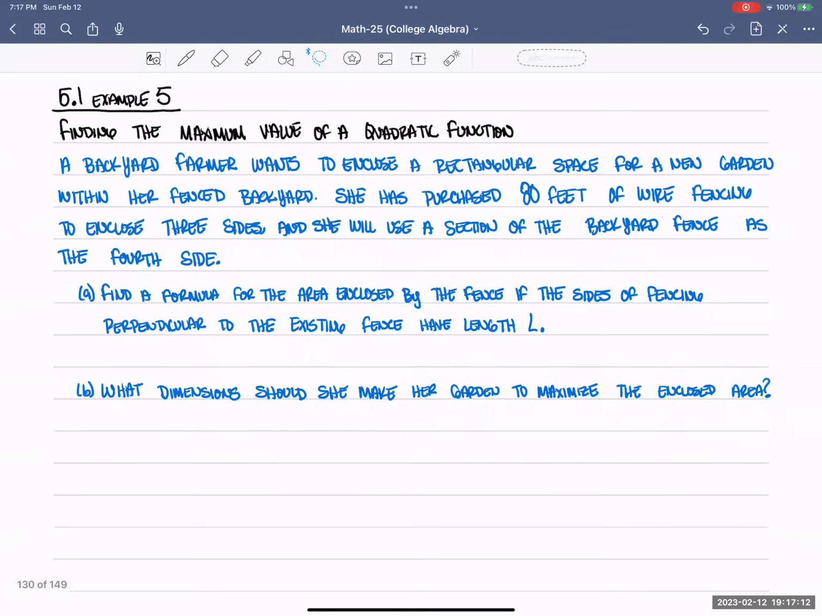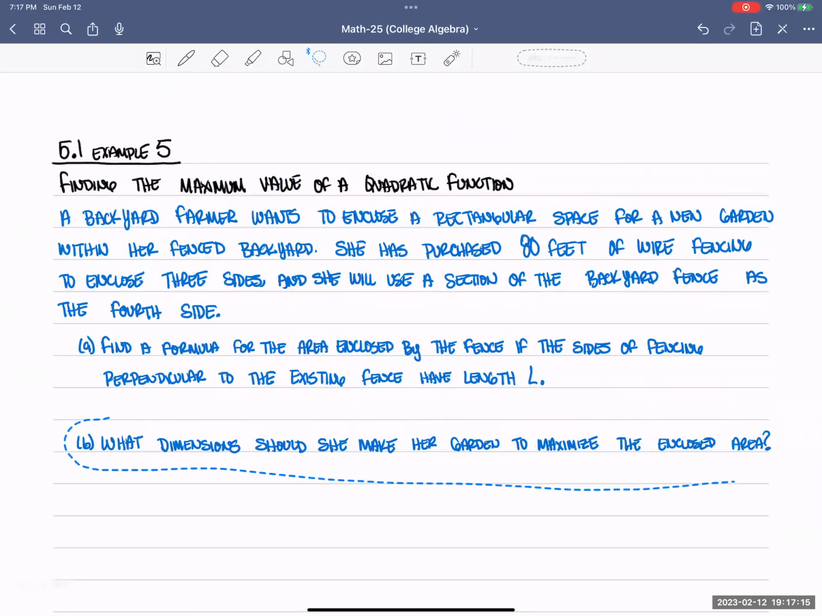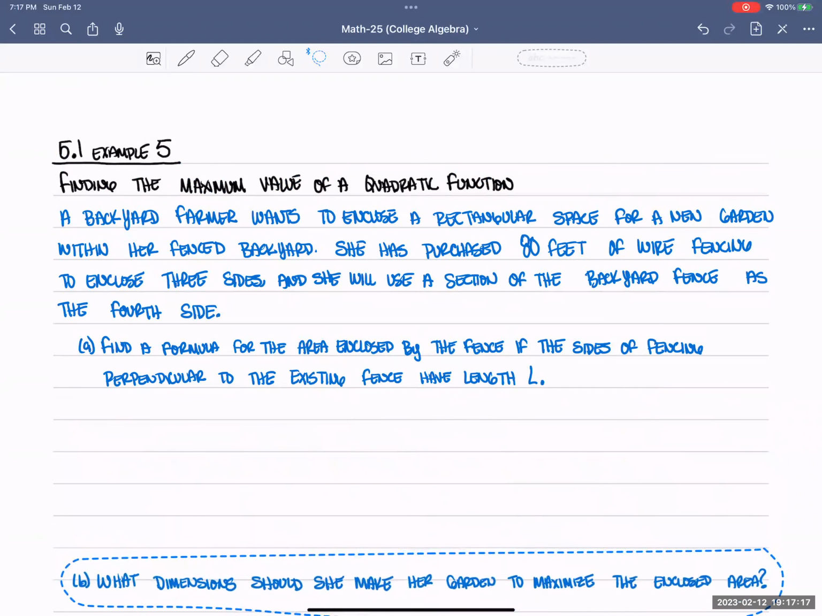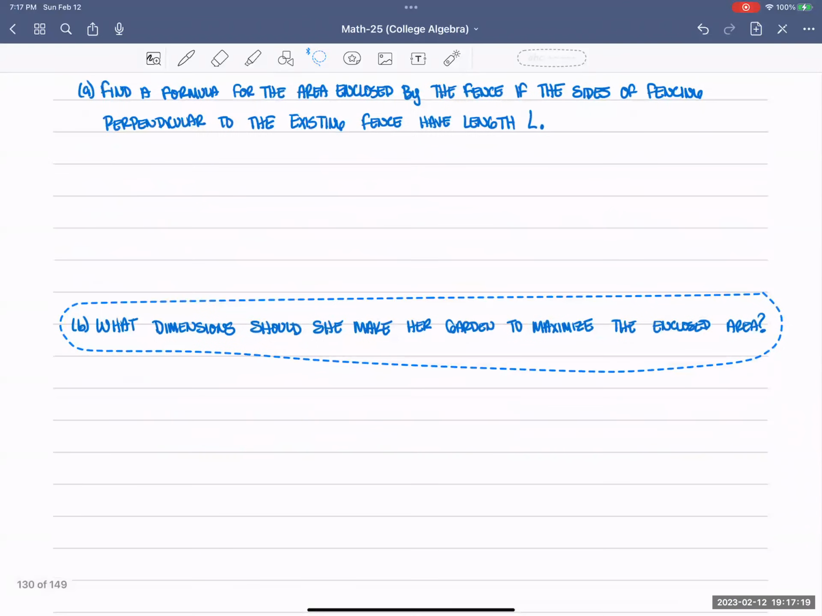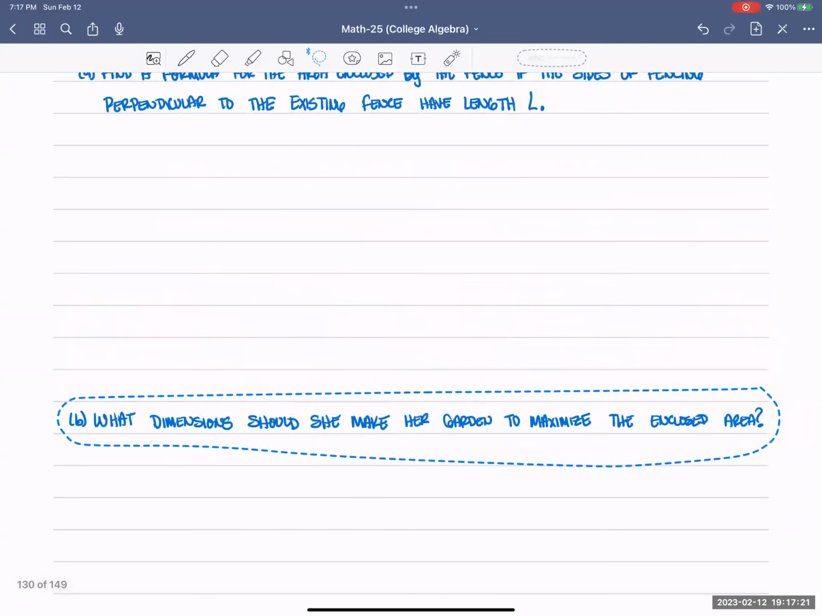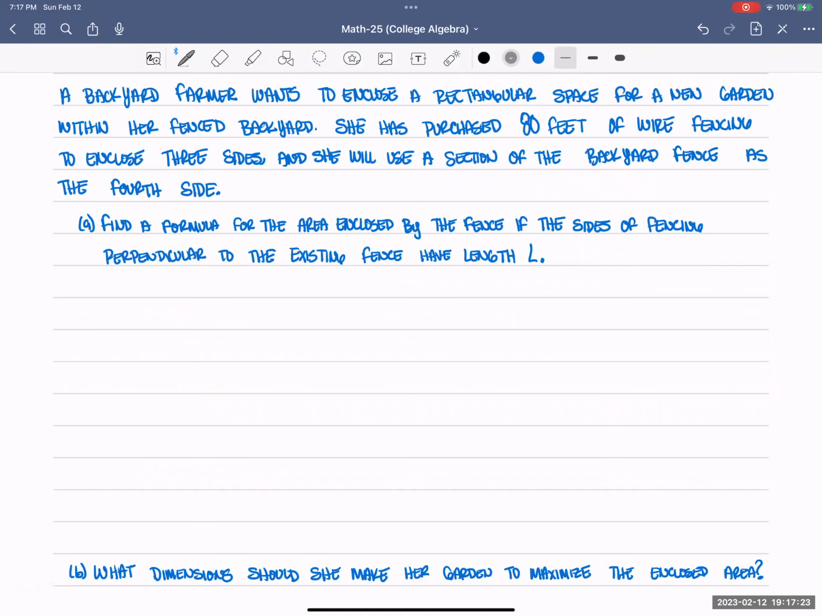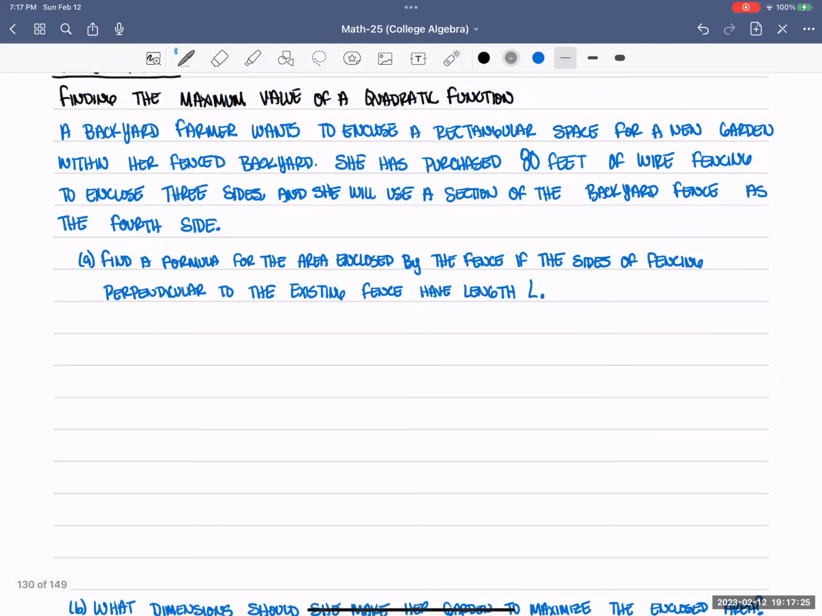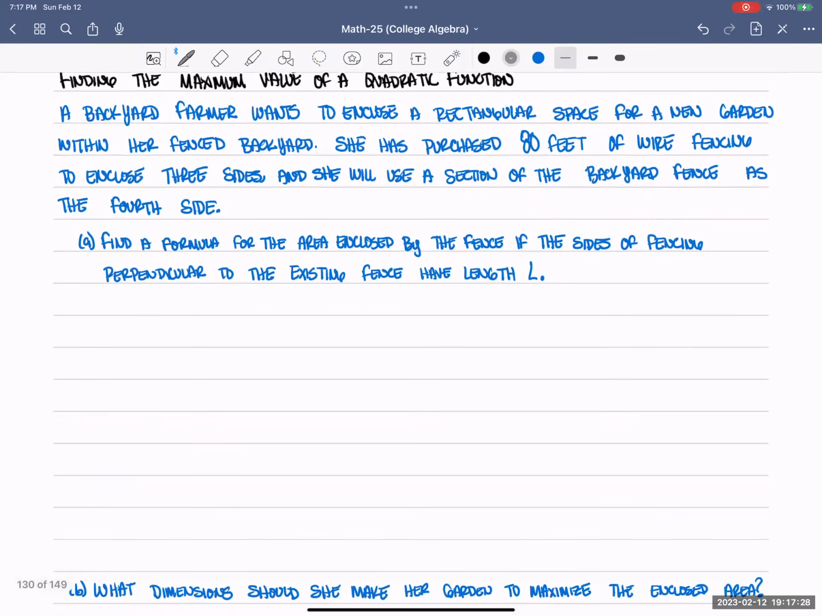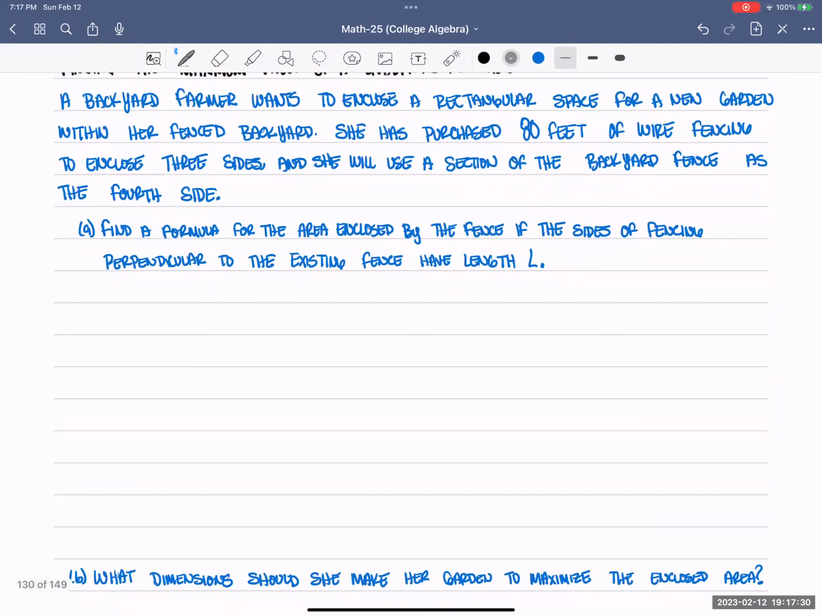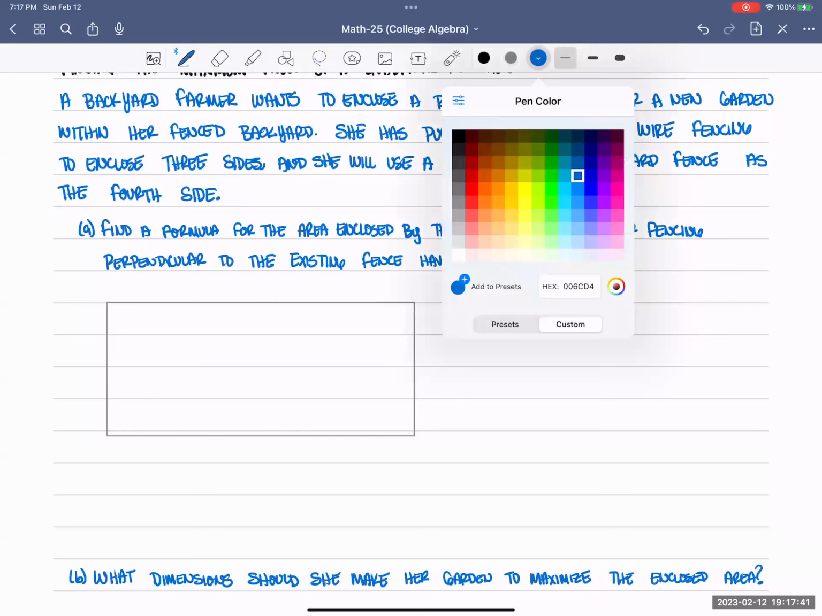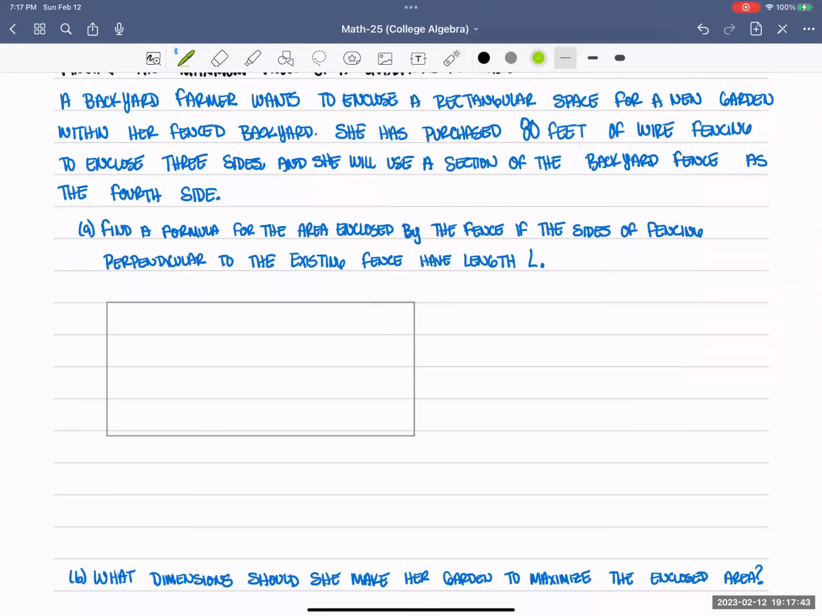I can't see it just by the words. Maybe you can, but I'm going to draw a picture just to make it a little bit easier for myself. So again, we have a farmer who wants to enclose a rectangular space, a new garden, with her fence. I'm going to imagine this being her garden, and I'll imagine this being her fencing.